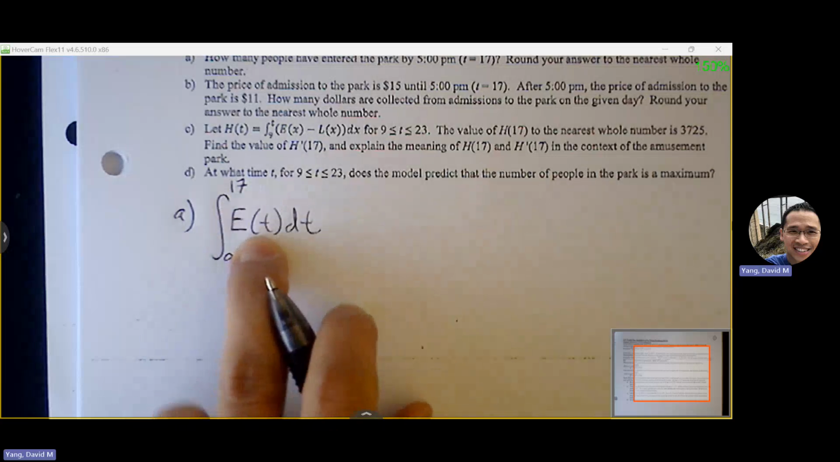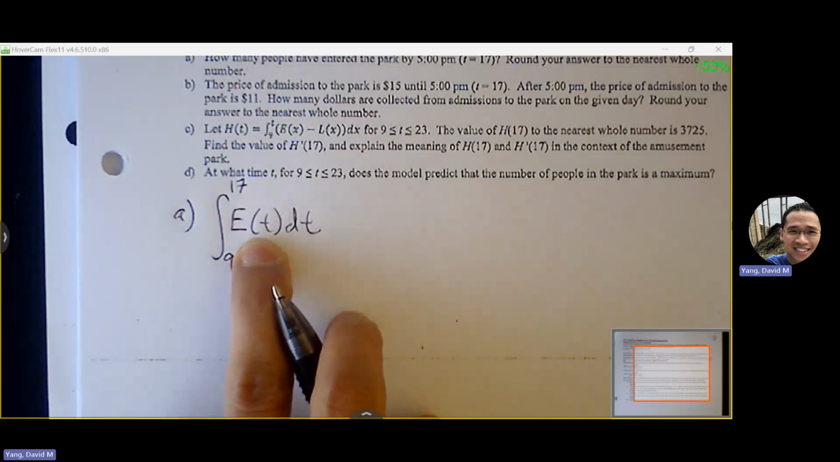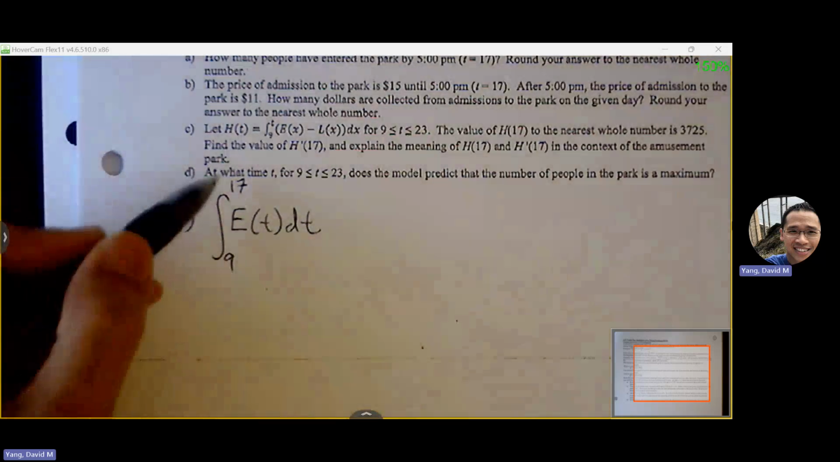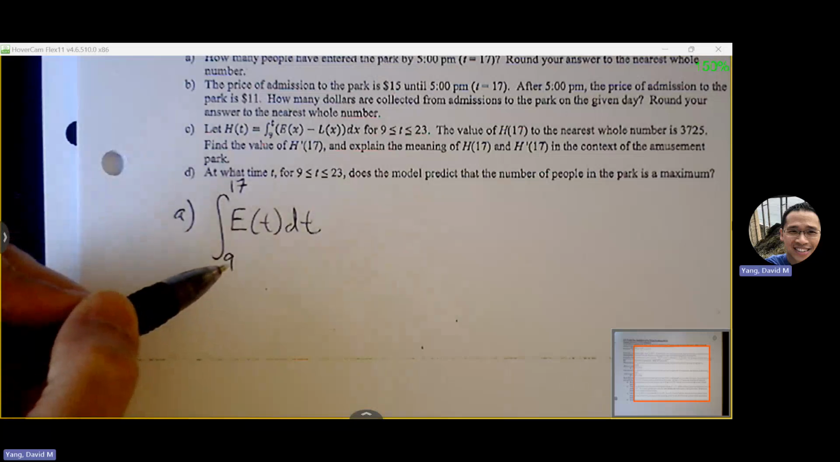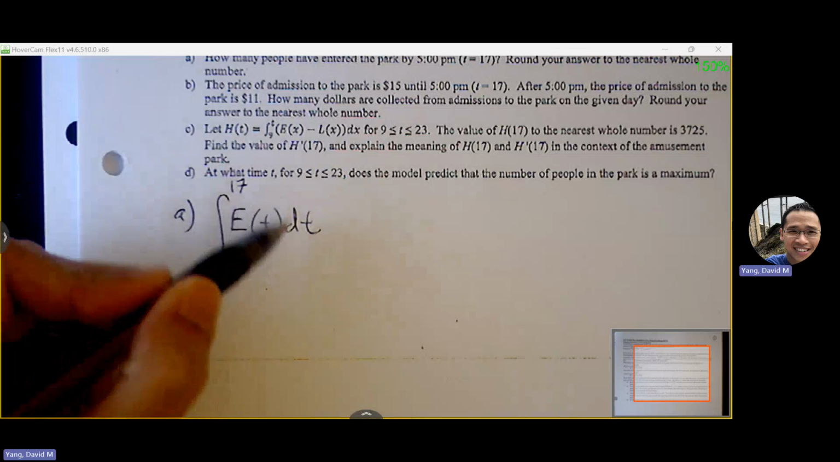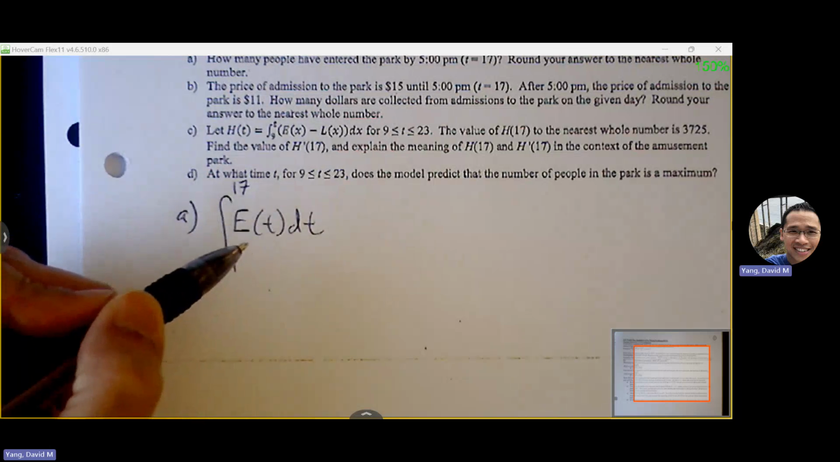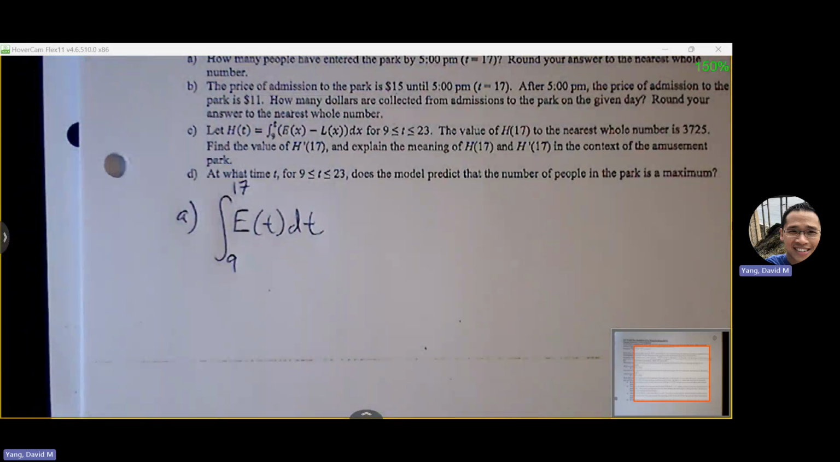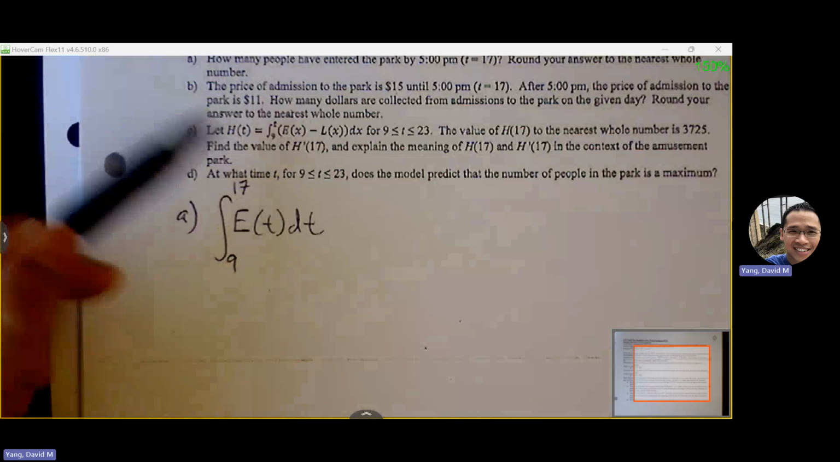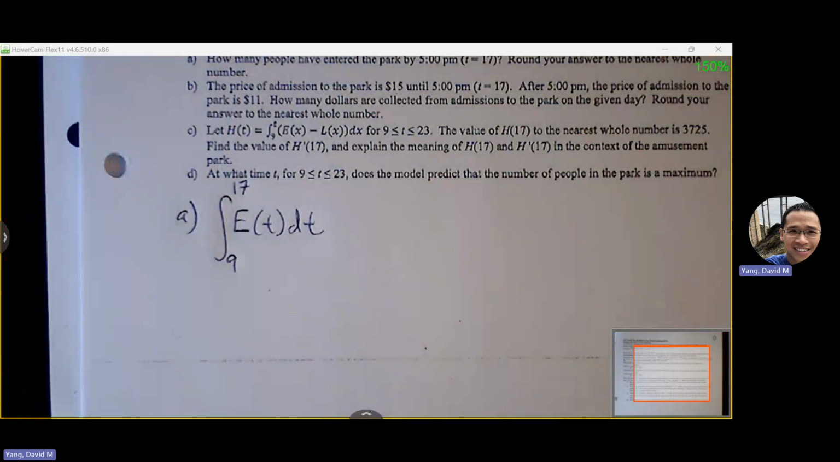An easier version of this problem would be, imagine the rate was just like 100 people per hour, right? It's just a nice constant rate. Then I can just take 100 multiplied by the number of hours that's passed, and that would just be a simple multiplication problem. But the fact that E of t is an ever-changing rate, right? Maybe it's 50 people per hour, then it changes to 80 people per hour, then 100, then back down to 90. So it's an ever-changing rate, but still the same idea. We're multiplying that rate over that period of time.